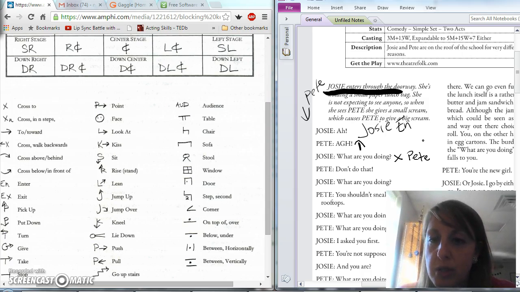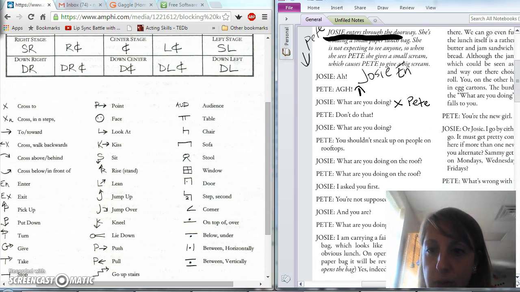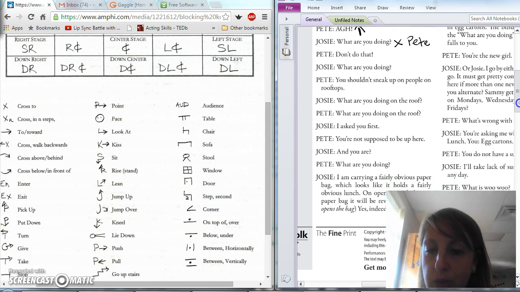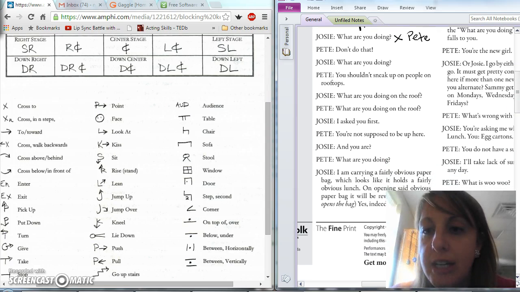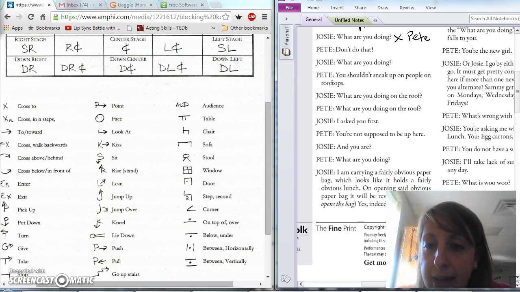Pete says, don't do that. What are you doing? You shouldn't sneak up on people on rooftops. What are you doing on the roof? I asked you first. You're not supposed to be up here, and you are. What are you doing? I am carrying a fairly obvious paper bag.